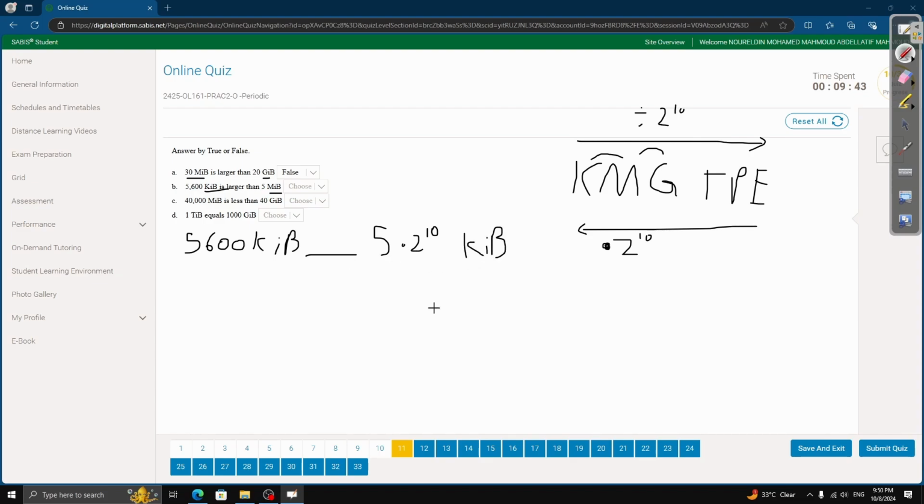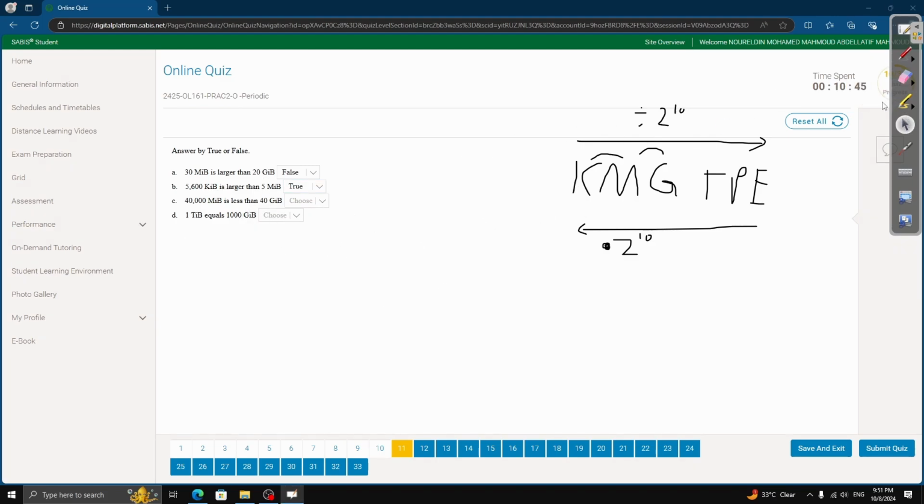Now this is kind of hard to do visually, so I suggest just solving for it. 5 times 1024. Doing the calculations, you get 5120 kibibytes and 5,600 kibi. Looking at this, 5,600 kibibytes is indeed larger than 5,120 kibibytes. So therefore, this statement is indeed true.